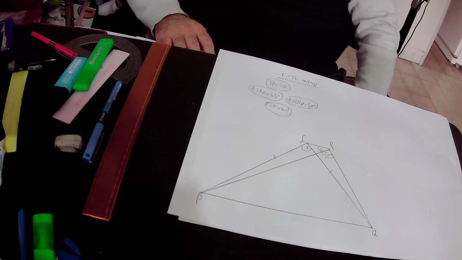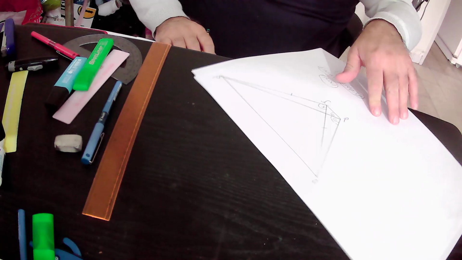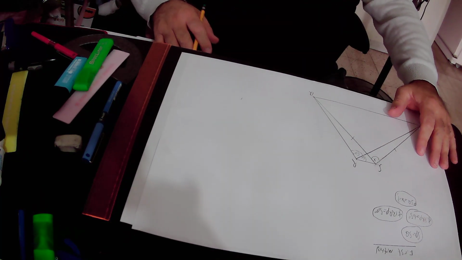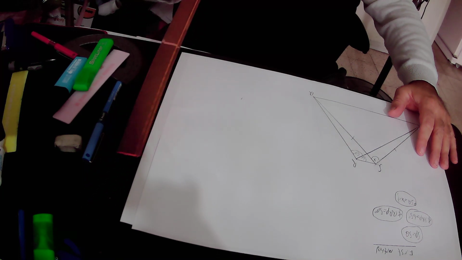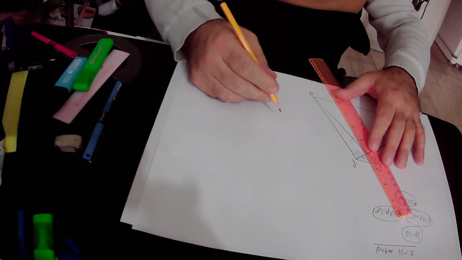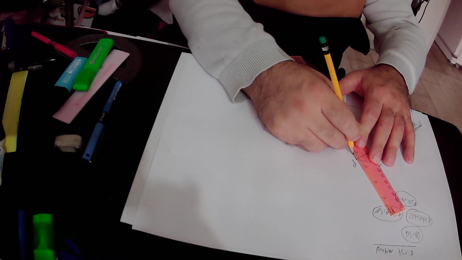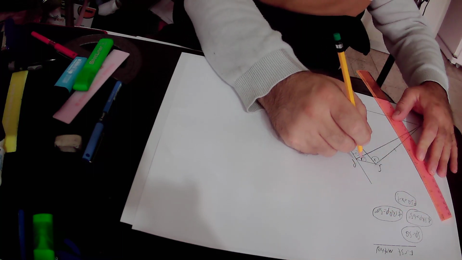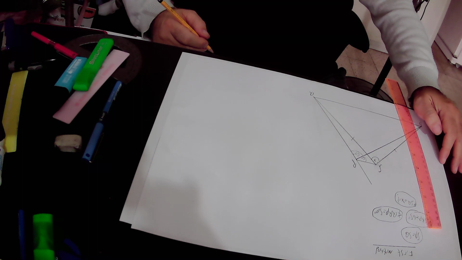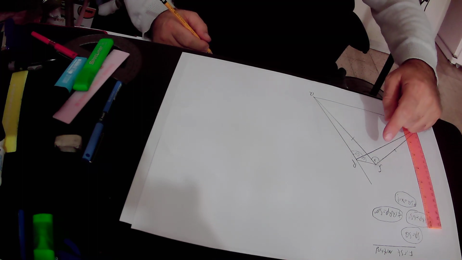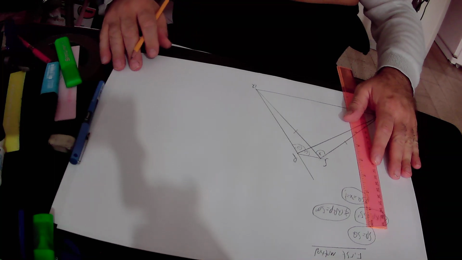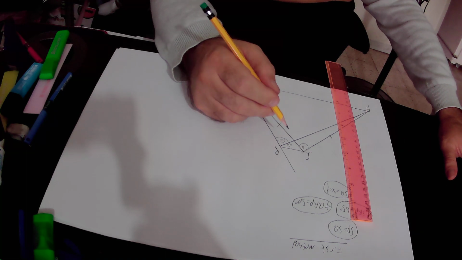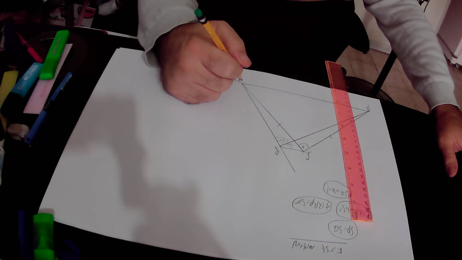Okay, so we will start with the first method, and we will do a construction. Actually, we will extend QR by a straight line, and then from point S we will draw a perpendicular to the extended QR.